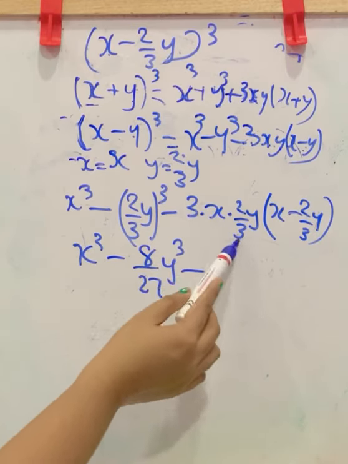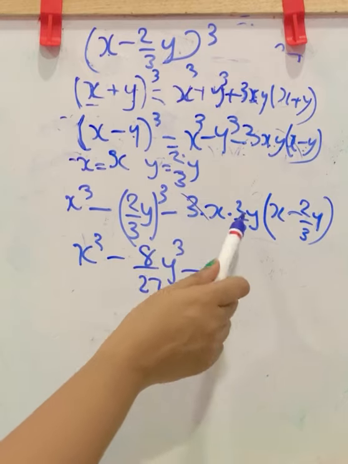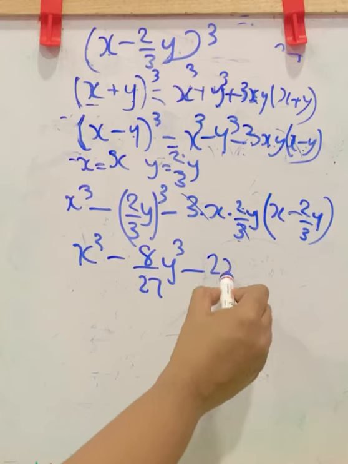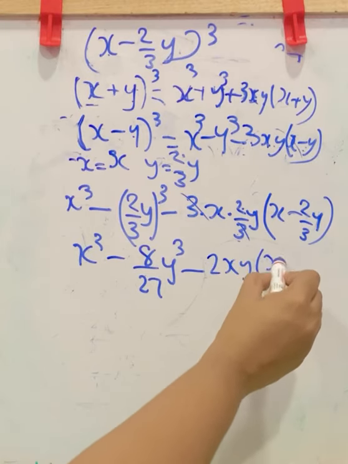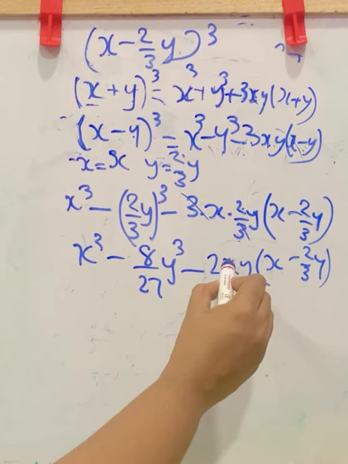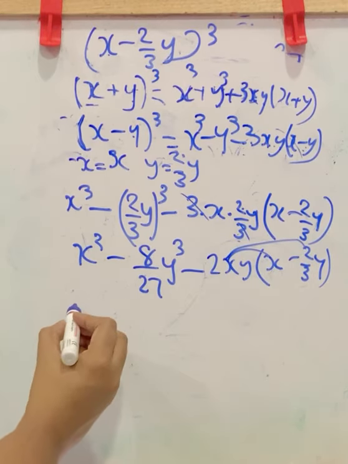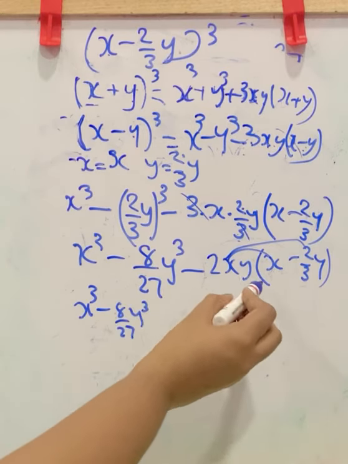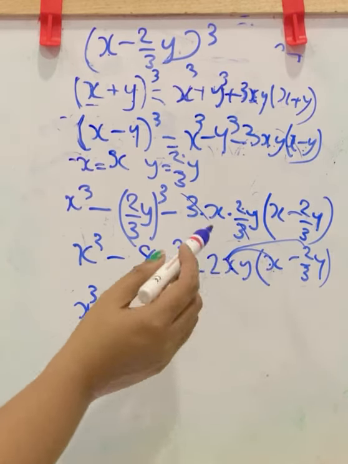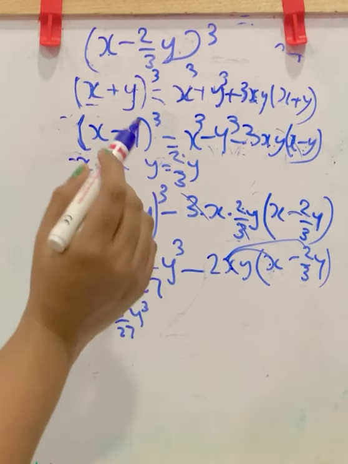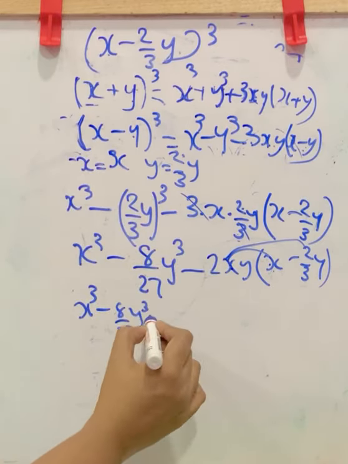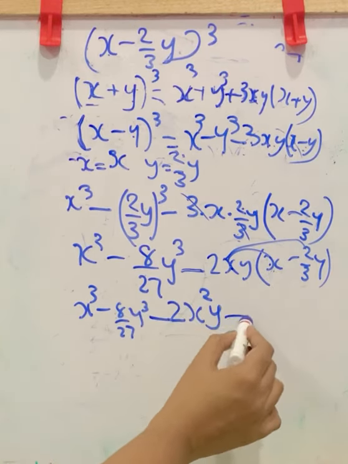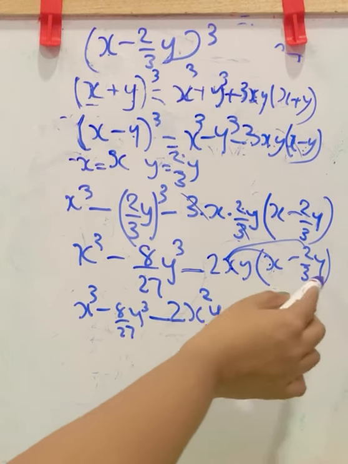numerator and denominator we have 3. So 3 is a common factor, so you can cut it. Balance will be x into 2 into y, that is 2xy. Inside the bracket x minus 2 by 3y. You have to distribute this. So this becomes x cube minus 8 by 27 y cube minus 2xy into x is 2 x's are there. So x raised to 1 into x raised to 1, x raised to 1 plus 1, that is x square minus 2x square y. Now minus into minus plus 2xy into 2 by 3y.